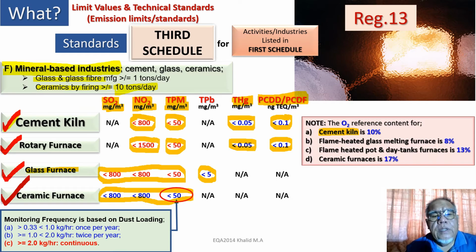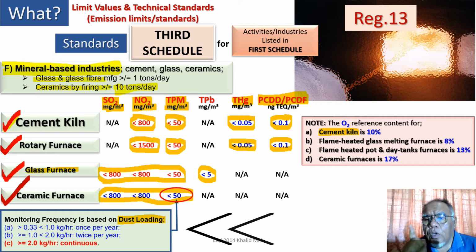But look at this. For ceramic furnace parameter total lead, there is exclusion here. What do you got to check? So if you are a contractor doing stack sampling, please be careful. Ceramic furnace, for them there are only three parameters: sulfur dioxide, nitrogen dioxide, and total particulate matter. Just these three parameters. But before you go on the periodic monthly monitoring, what you need to do is you got to check the dust loading.